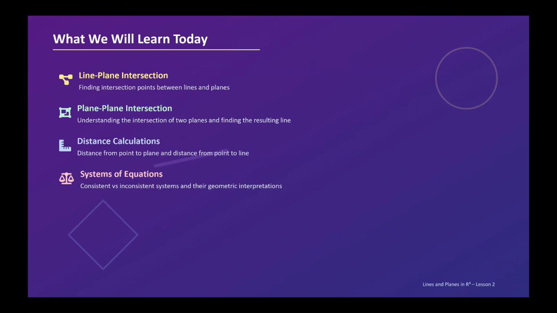So here's what we are learning today. First, we will learn how a line intersects a plane. Secondly, we will learn how two planes intersect each other. Then we will learn how to find distance from a point to a plane. After that, we will learn how to find distance from a point to a line. And finally, we will talk about consistent and inconsistent systems by connecting algebra to geometry.